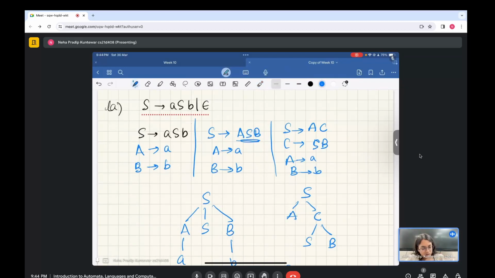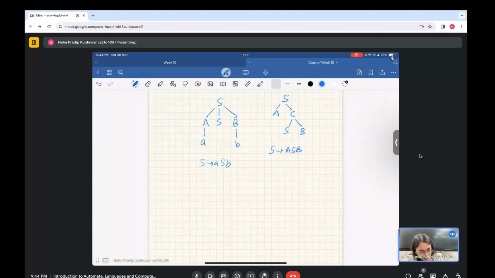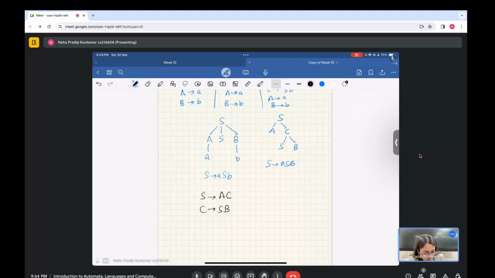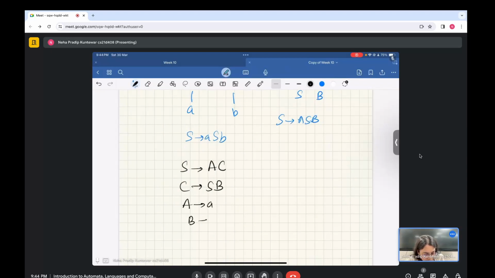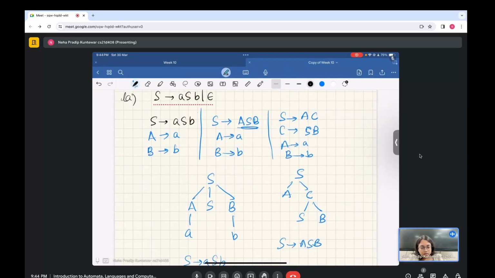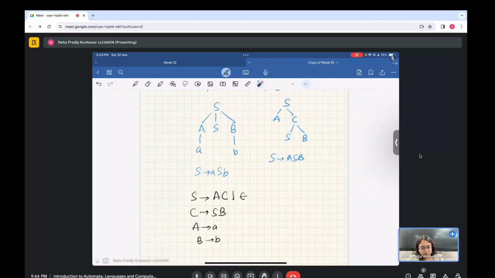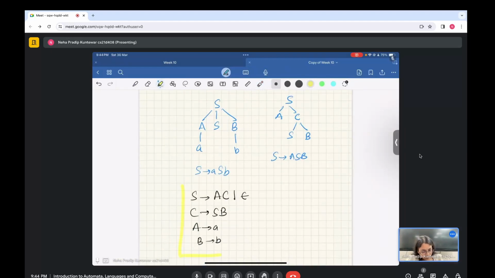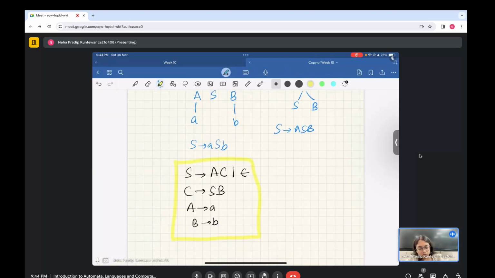So just to finish this, we have S gives AC, C gives SB, and A gives small a, B gives small b, and there is one more production that we are yet to write, which is S gives epsilon. This is what was there in the given example. So this is the final equivalent grammar in CNF form.